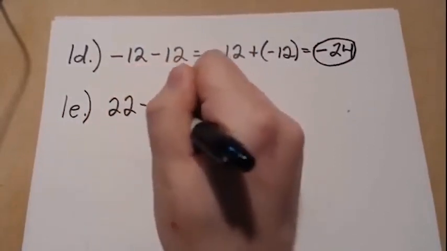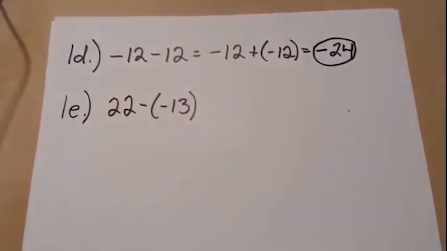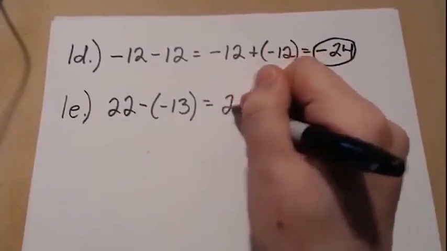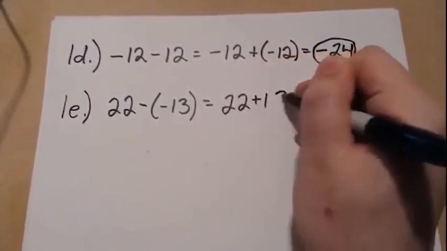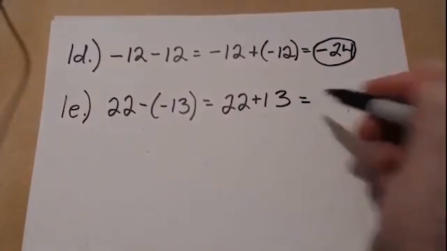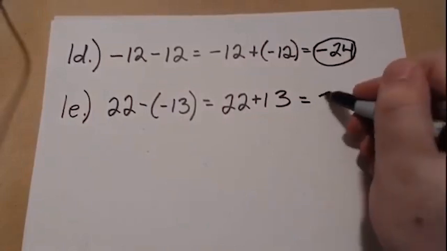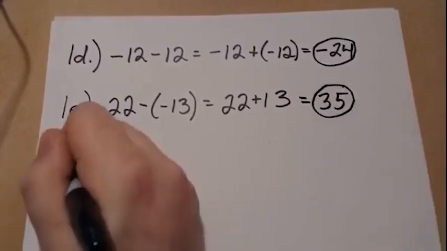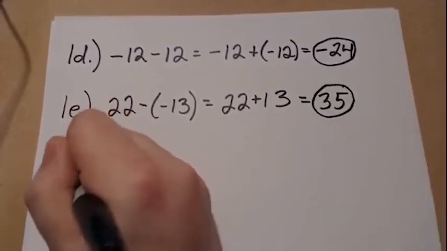(1E). 22 minus negative 13. Minus a negative we can change to a plus. 22 plus 13 is 35.